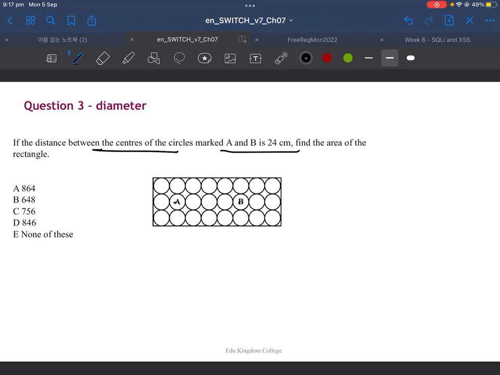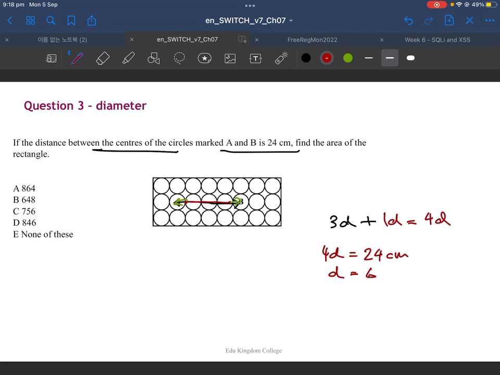So if that's the case, we know that A to B is exactly 3 diameters, from this circle to here, plus 2 radiuses, one at each end to each point, right? Which, if you think about it, 2 radiuses is the same as 1 diameter. So in total, we have 4 diameters' worth, and we know that 4 diameters in length is 24 centimeters, meaning that 1 diameter, dividing by 4 on both sides, is 6.